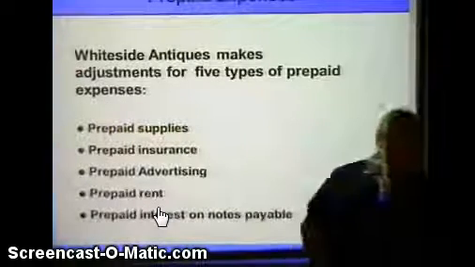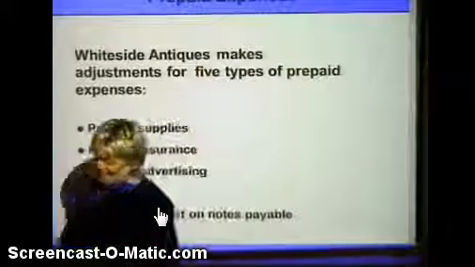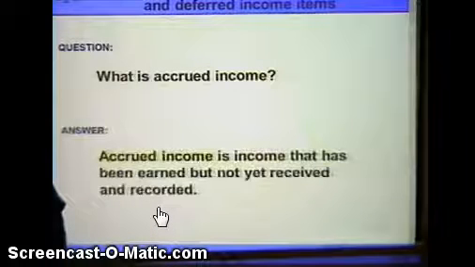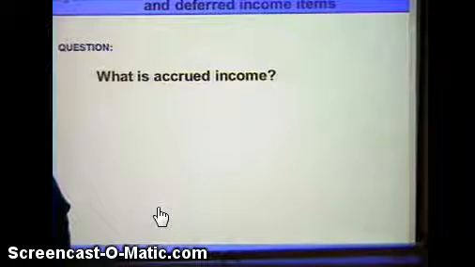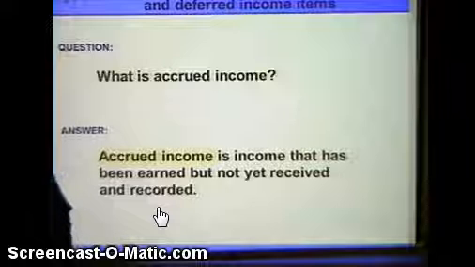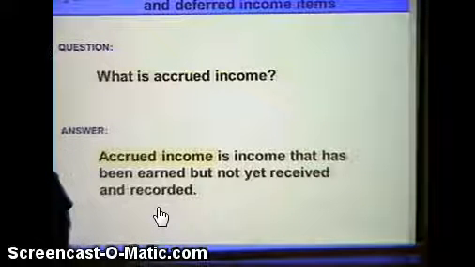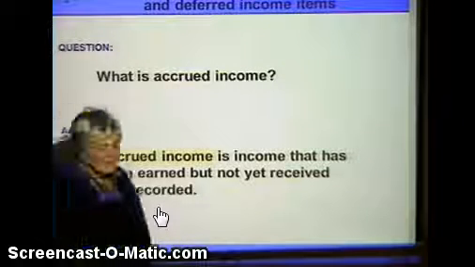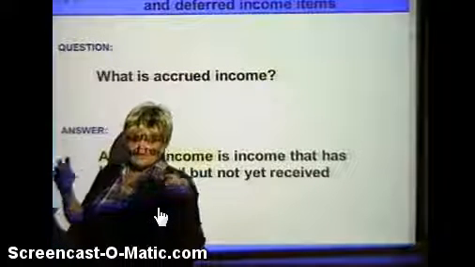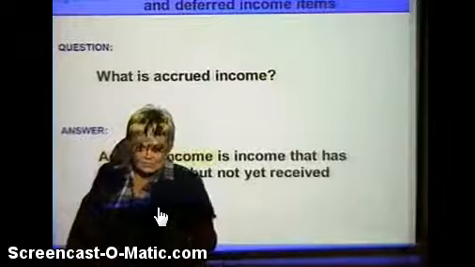Okay, so accrued income. What's accrued income? We've talked about it because we recognize that even though we haven't been paid for it, we've earned it. It's called accrued, meaning that it's incurred, and accrued means we go ahead and count it. But we already talked about recognizing it, right?